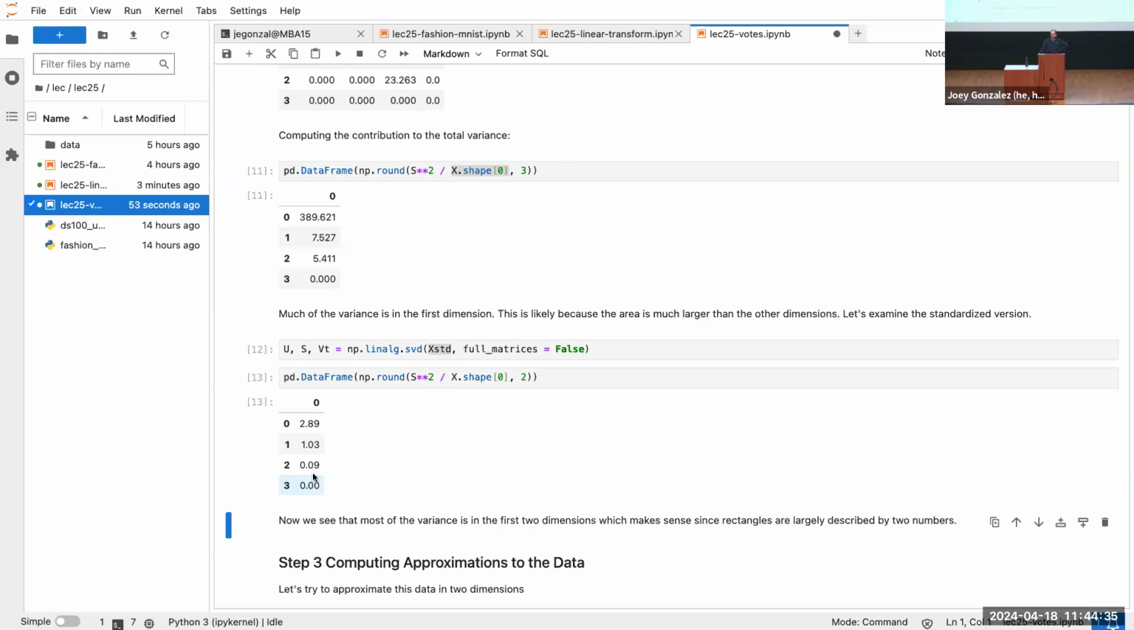If these were squares, how many numbers would you think I need? 1. Why do rectangles need 2? The intrinsic dimension of a rectangle is 2? That's absurd. Maybe we should draw a rectangle. Yep, let's do that.